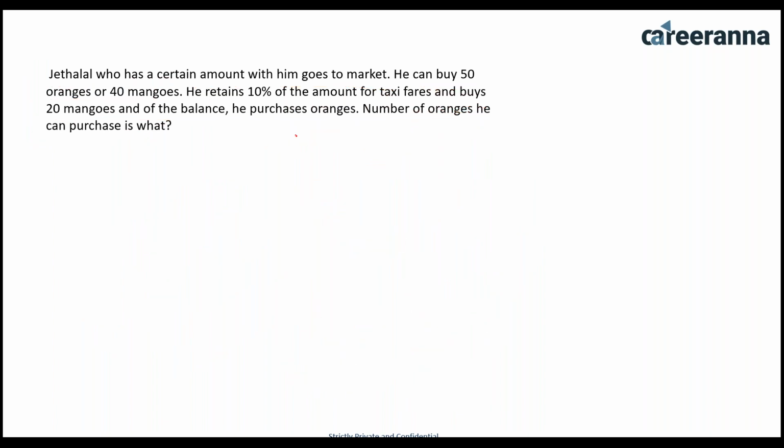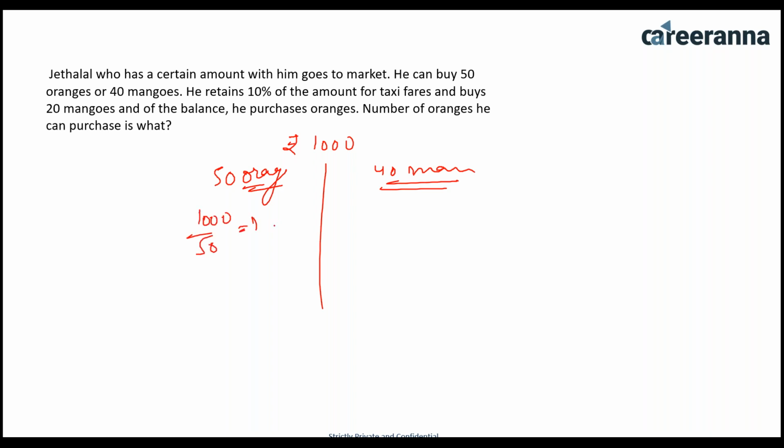Okay, if I take rupees 1000 with me, let's do this. 50 oranges and 40 mangoes, right? What is the value of an orange? 1000 divided by 50. Please be very quick. 20. Very good. Similarly, 1000 divided by 40. What is the value? 25. So Vanishree, I am taking 1000 for you.